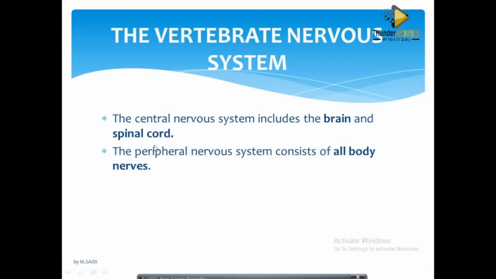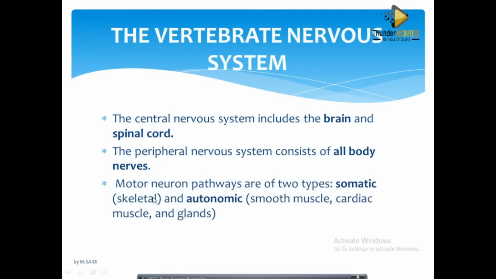The peripheral nervous system. Peripheral means sides. So if it is not central, then it means that it's on the sides. So this central nervous system has side nerves, which we call the peripheral. That system which forms the peripheral nerves, we call it the peripheral nervous system. It covers all the body nerves.